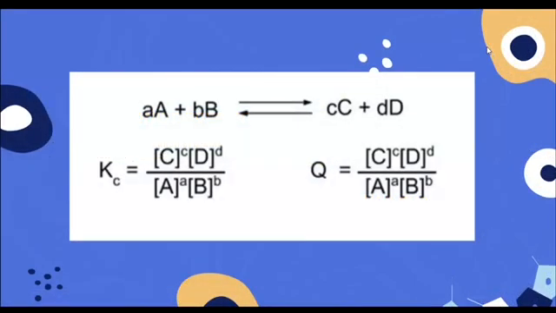Let's proceed with a common example which starts with A plus B, reversible, C plus D. As you can see here, we have the equation for both the equilibrium constant and the reaction quotient. They look very similar to each other, but the difference between them is that Q is happening at any stage and K is always happening at equilibrium.